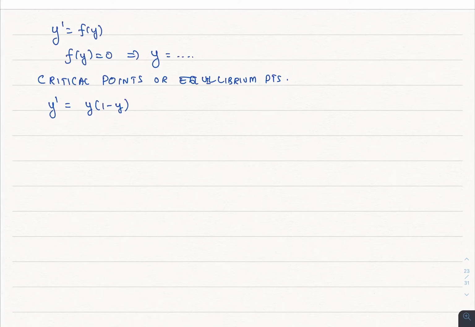Again, we are talking about an autonomous differential equation, not an initial value problem. So this one does not have an initial value, not yet. Now, here's my f of y. That's my f of y right there. So my f of y is y times 1 minus y. When I set this equal to 0, I'm going to have y equal to 0, comma 1.